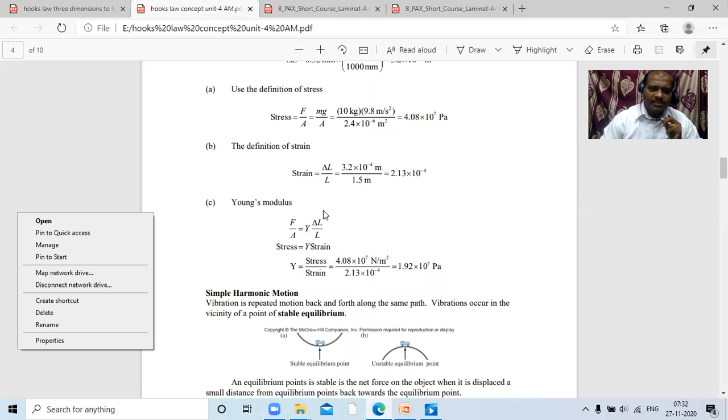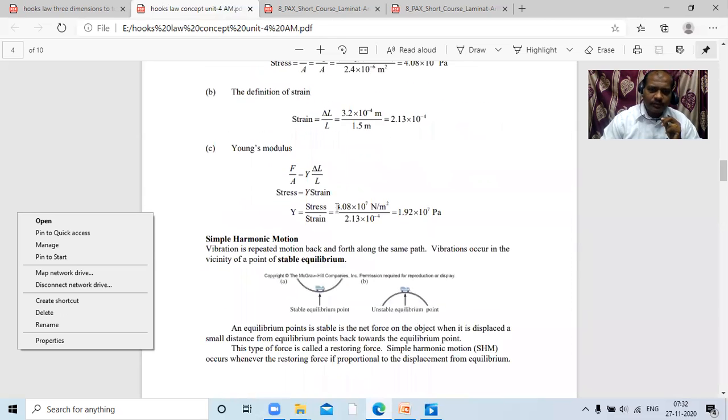Young's modulus. At the beginning of the class I already told: F by A is equal to Y into delta L by L. So F by A is equal to stress. Delta L by L is equal to strain. So Y is equal to stress by strain. That is 4.08 into 10 to the power of 7, divided by the strain we have already calculated, 2.113 into 10 to the power of minus 4. Thereby the answer is 1.92 into 10 to the power of 11 pascals.